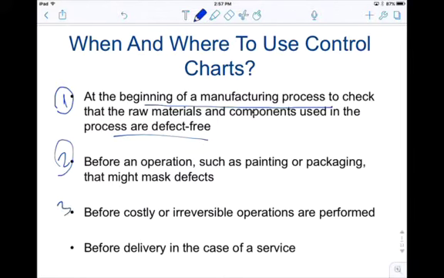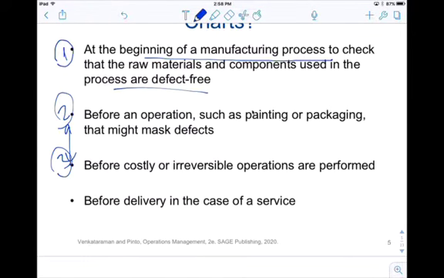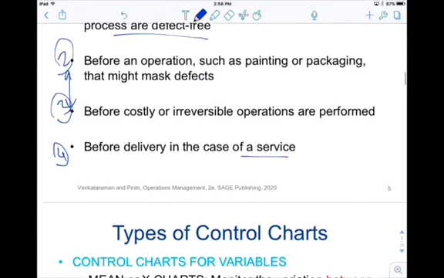All right, number three, where it might be used: before costly or irreversible operations are performed. So this can be tied to number two. It is a very generic explanation, but before your products or services go through a very expensive operation, you want to make sure that the parts or the services that you're providing for the next step are defect free. Or number four, before delivery in the case of a service. So that's very obvious. That doesn't really need further attention.